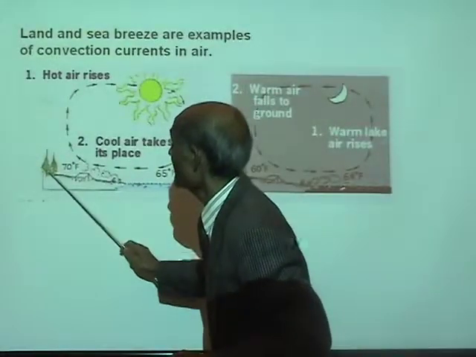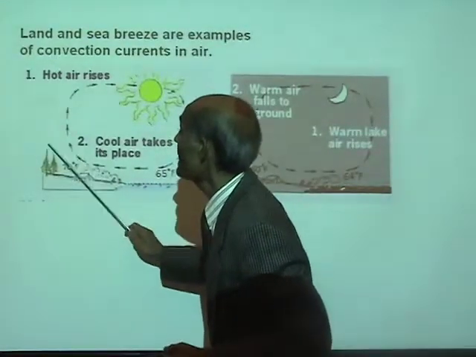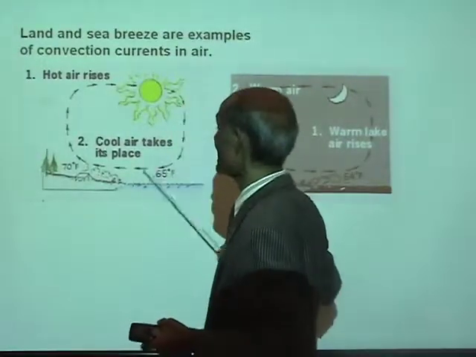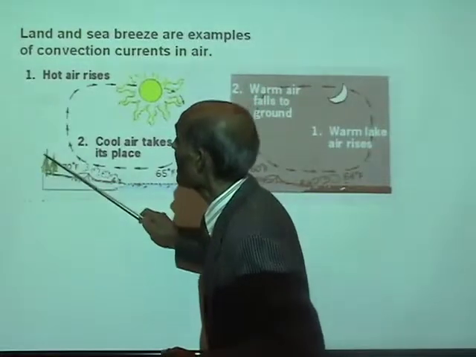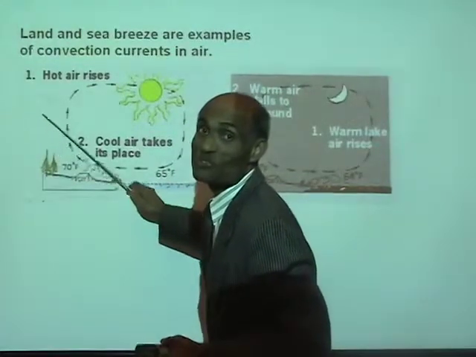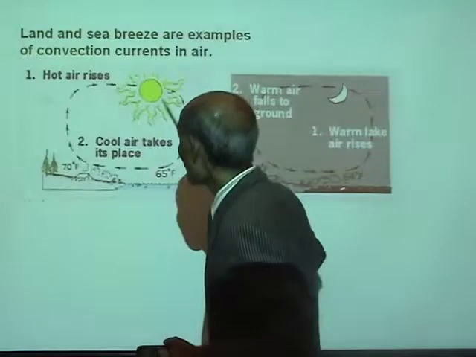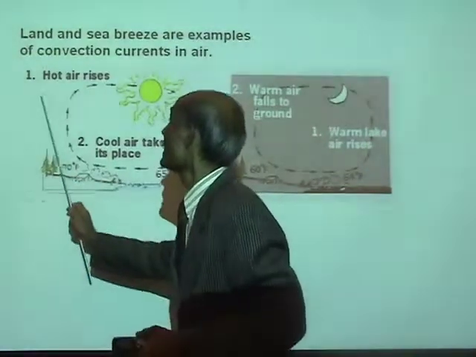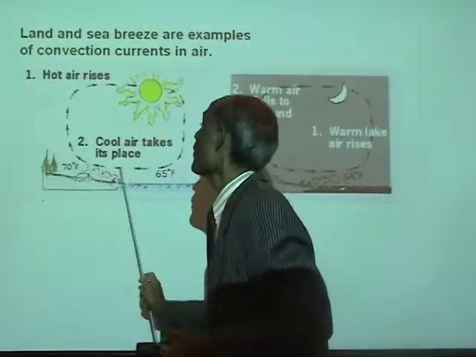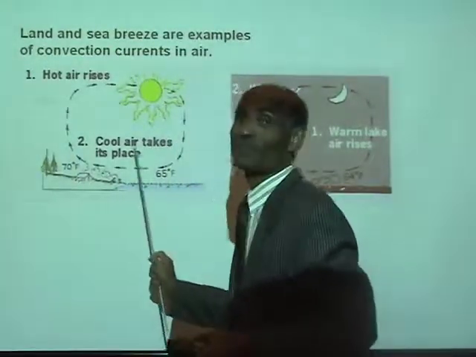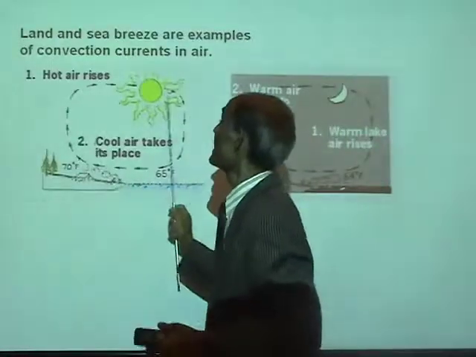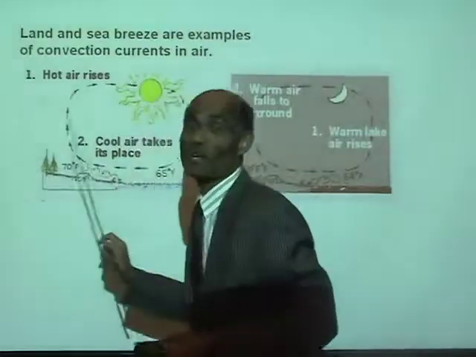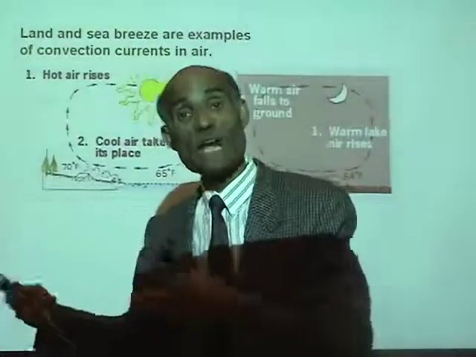Now this is land. During the day, the land gets hot much faster than the sea. So the air above land rises because it is hot, and the cold air from the sea will come in to take its place. And look at the flow of air. You see, this is an example of a convection current, and this is called a sea breeze. Now, this is during the day.